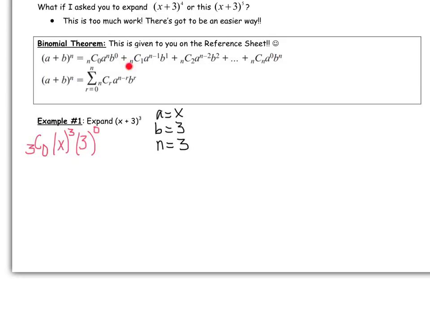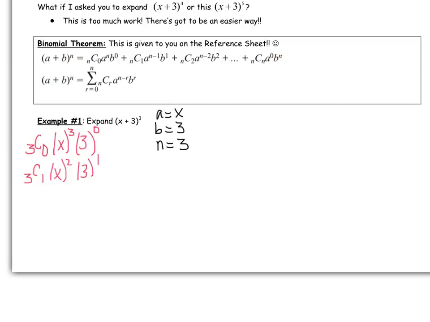So the next term is nC1. n is still 3, so 3C1. Then comes a. a hasn't changed; a is x. But what power am I going to raise it to this time? It says n minus 1. So if n is 3, 3 minus 1 is 2. What comes next? b, b to the first. b is 3, so 3 to the first.